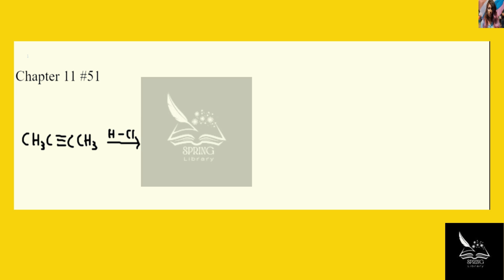And so we have 2-butyne here, and we're treating it with HCl. And so we're getting the addition of a hydrogen and a chlorine to this molecule. And we're getting a mixture of E and Z isomers.